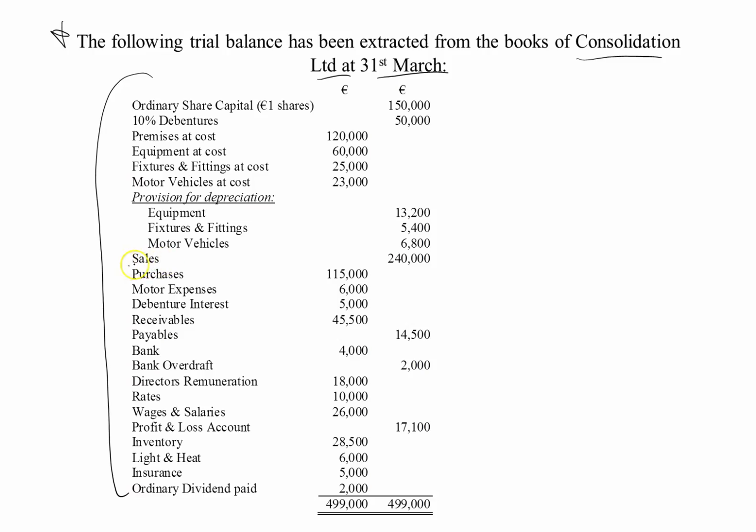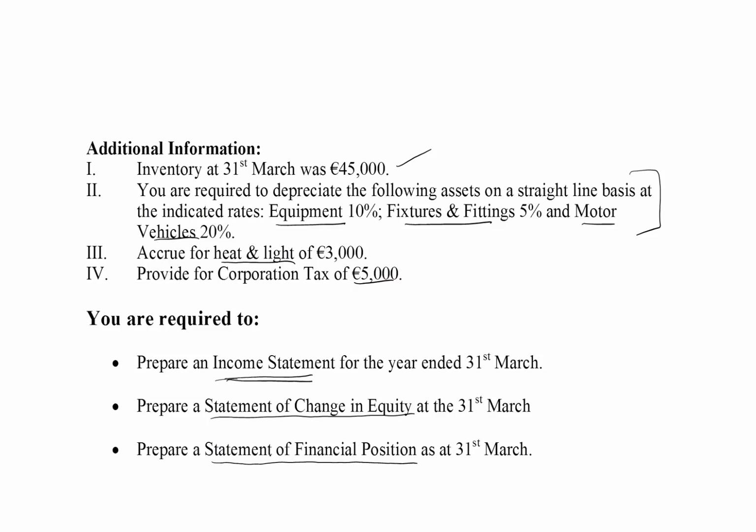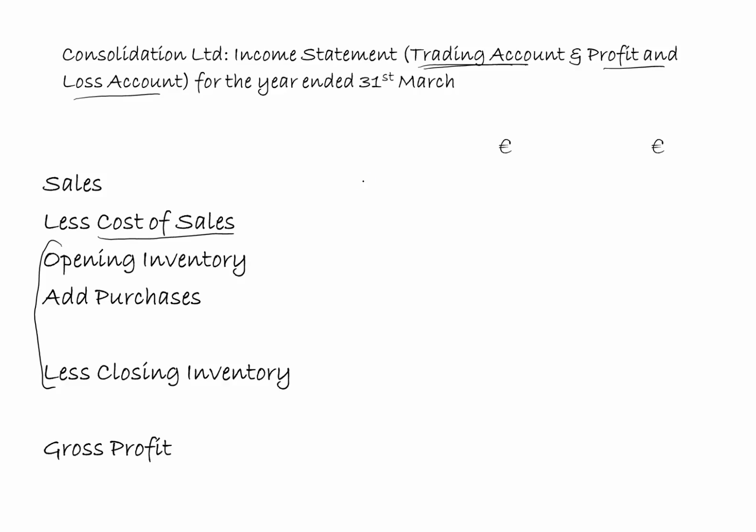I have my sales figure there, 240,000. I have my purchases, 115,000. I have my opening inventory, which is given to me here, 28,500. And then if I just go down to the notes, I can see this figure here is my closing inventory. So they're the information I need, so I'm going to put them in.